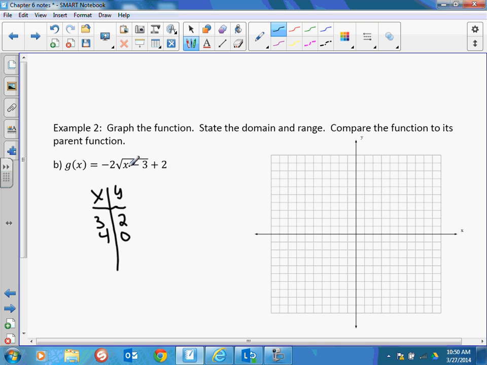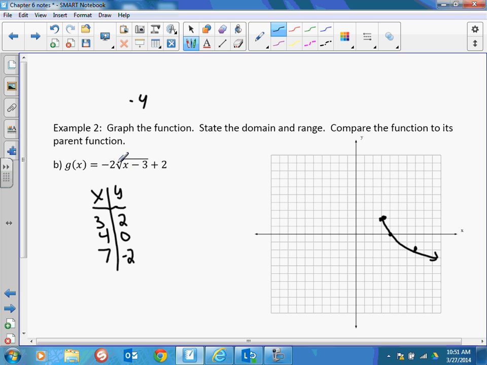And what minus 3 makes 4? Because I know 4 is a perfect square. Well, 7 minus 3 makes 4. So I'm going to do 7 minus 3, which is 4. Square root of 4 is 2. 2 times -2 is -4, and -4 plus 2 is -2. Okay, so that's 3 points that you need. So we have 3, 2, 4, 0, and 7, -2. The graph's going to look something like that.